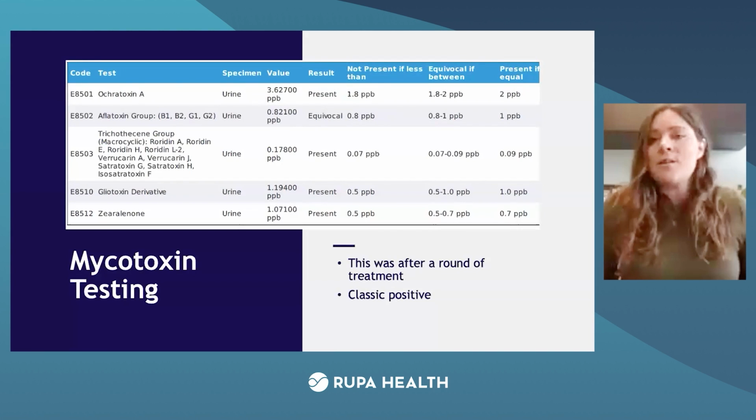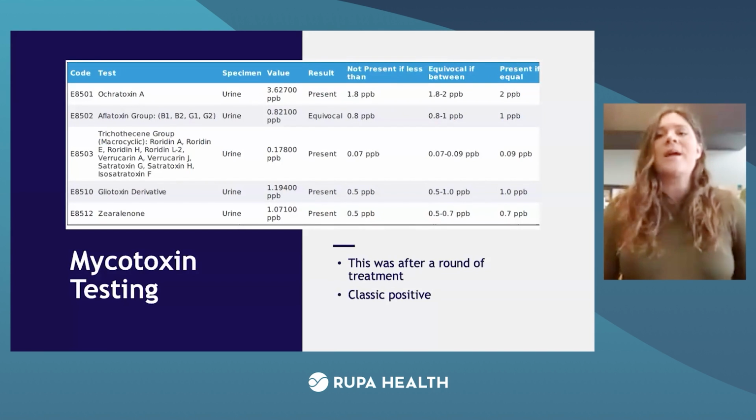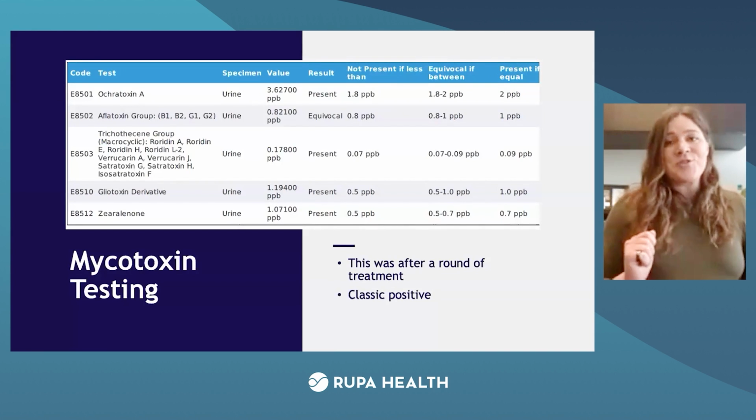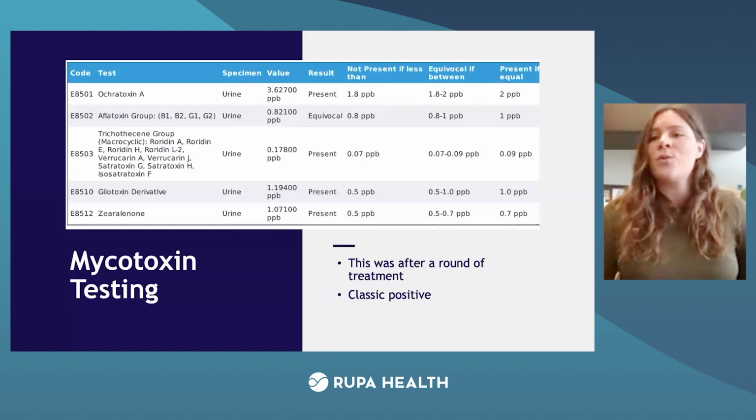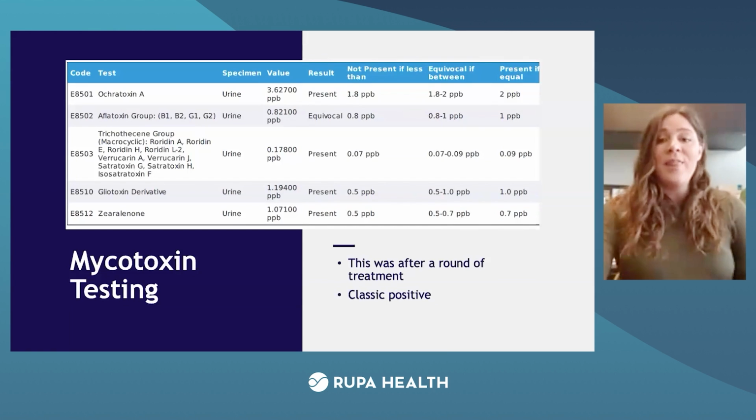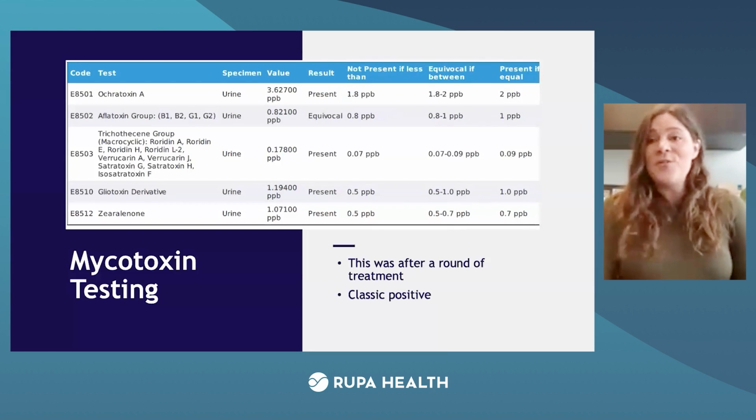This is why I love this test too, because this for her was a classic positive. I'm like, huh? And this was after a round of treatment. So ooh, that's pretty good. The worst I've ever seen, just for the record, ochratoxin of 22. Not my own test, but wow, that was wildly positive. But this is what most of your patients are going to look like if they're mycotoxic, and you do a good job picking that up.